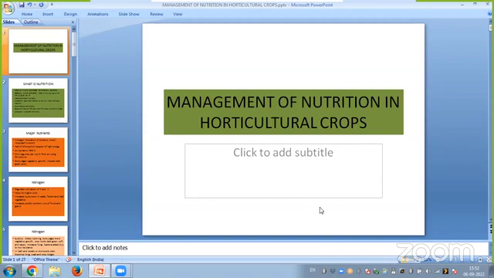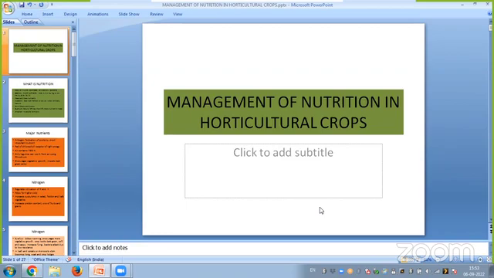Thank you, Mr. Anil Patil, for a very detailed presentation. I'll now take up some questions. Okay, so the first question is, in your experience, do most farmers manage nutrition well in horticulture crops? That is the question.